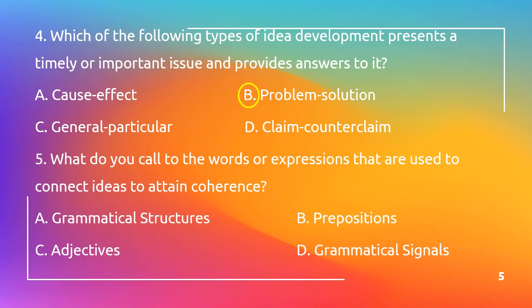What do you call to the words or expressions that are used to connect ideas to attain coherence? Again, what do you call to the words or expressions that are used to connect ideas to attain coherence? Is it A, grammatical structures, B, prepositions, C, adjectives, or letter D, grammatical signals?